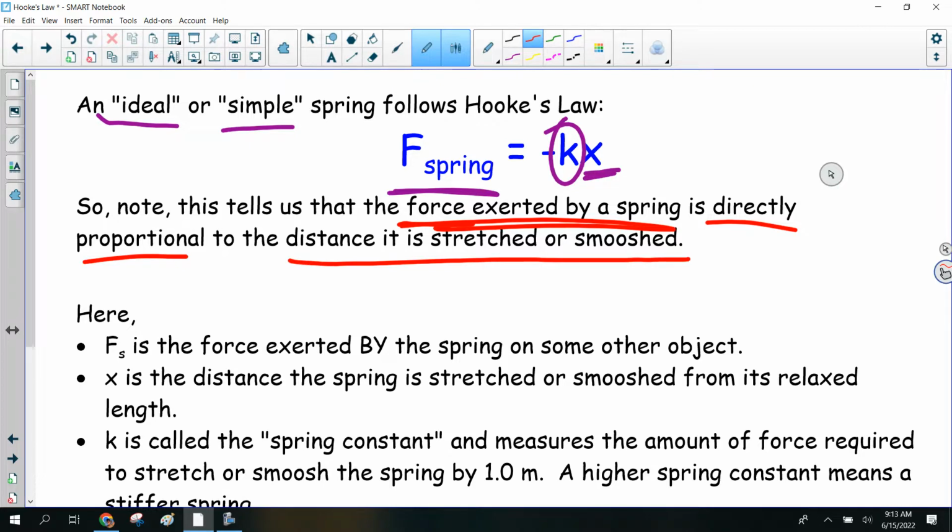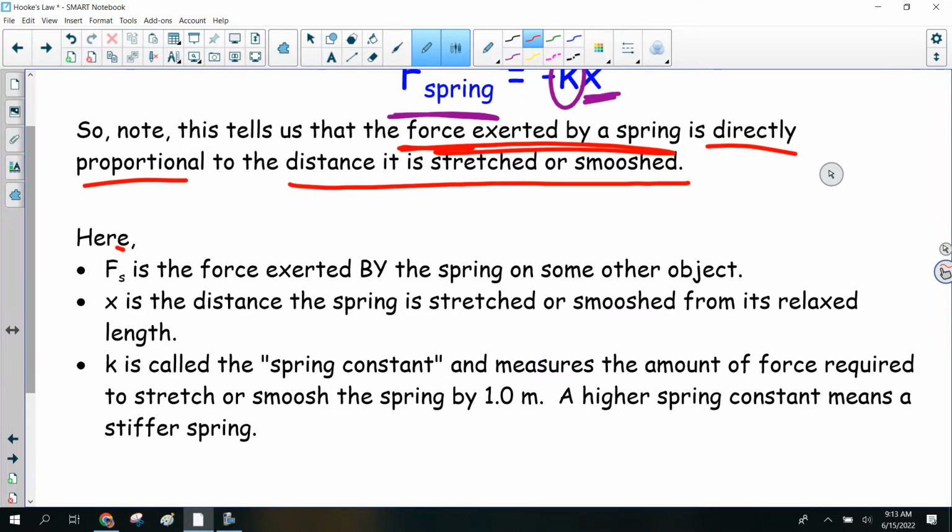In this equation, Fs is the force exerted by the spring, and x is how much it's stretched or smushed. And then k is what's called the spring constant. The spring constant measures how stiff the spring is. The higher the spring constant is, the stiffer the spring is. And it's always going to be measured in units of newtons per meter. So suppose I've got a spring with a spring constant of, say, 4 newtons per meter.